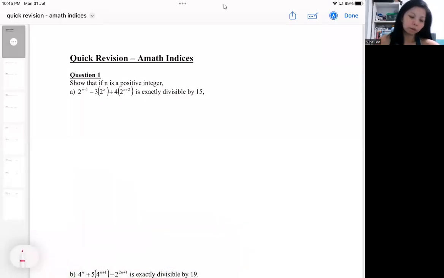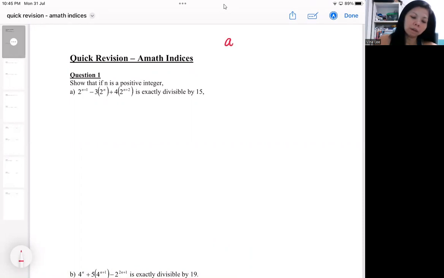Okay, so there are 10 questions in this quick revision for A-Math indices. I'll be showing you some samples. Basically, it is using indices, but in a backwards manner. The main two indices rules that we use in the backward manner are the same-base multiplication.